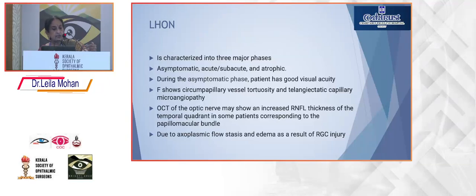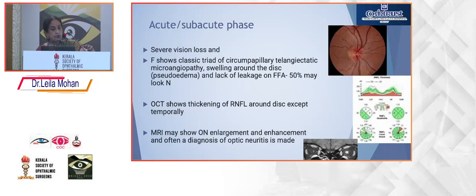It is characterized by three major phases. The asymptomatic phase has a fundus picture showing circumpapillary vessel tortuosity and telangiectatic capillary microangiopathy, and OCT may show edema of the disc due to axoplasmic flow stasis, and the papillomacular bundle area may show some thickening. In the acute phase, when there is sudden loss of vision, the fundus shows the classic triad of circumpapillary telangiectatic microangiopathy, swelling around the disc, and thickening of the RNFL.